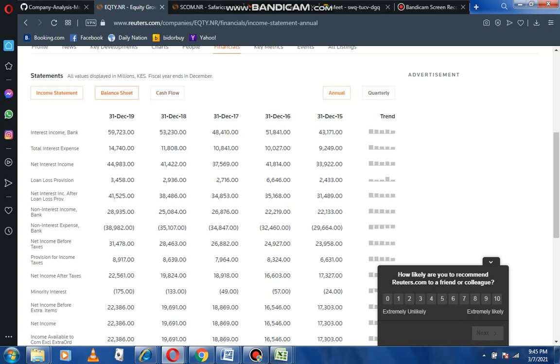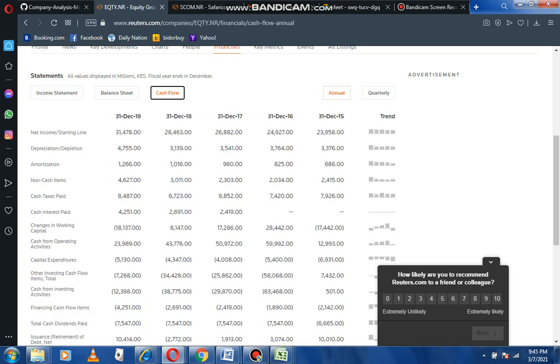We are looking for the net income, right? So you come here. Here are the values of net income, all the way from 2015 to 2019. These figures here are what you go and paste on Excel. The next thing was non-cash charges, that is depreciation and amortization. Here are the values for depreciation and here are the values for amortization.